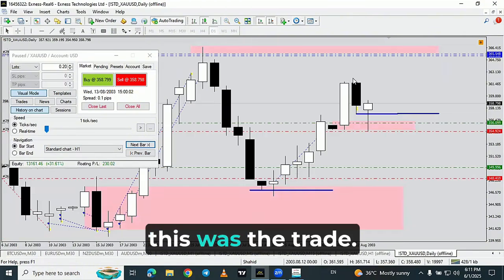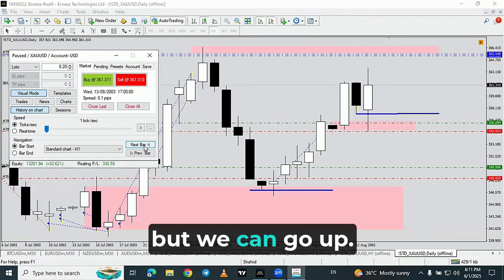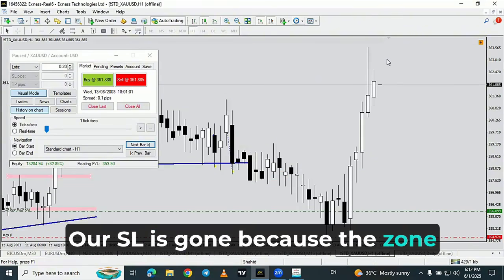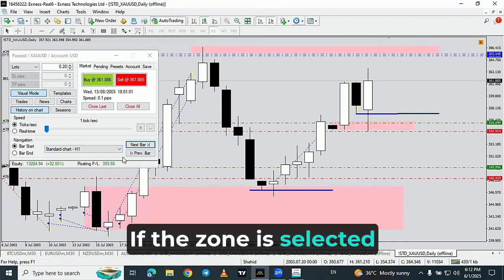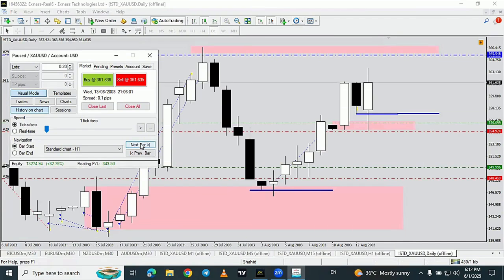This was the zone, this was the trade. The target is this, but we can go up. Our SL is gone because the zone was selected correctly. If you take the entry, there is no issue. If the zone is selected incorrectly, our SL will hit.